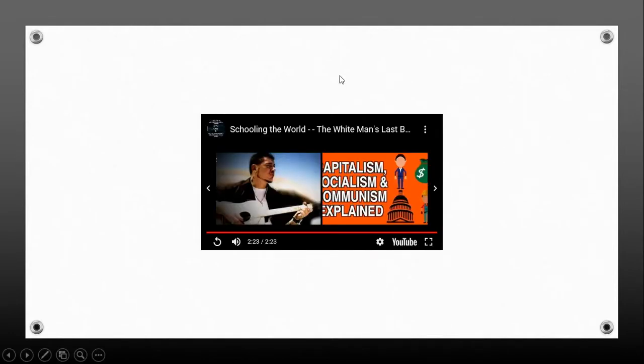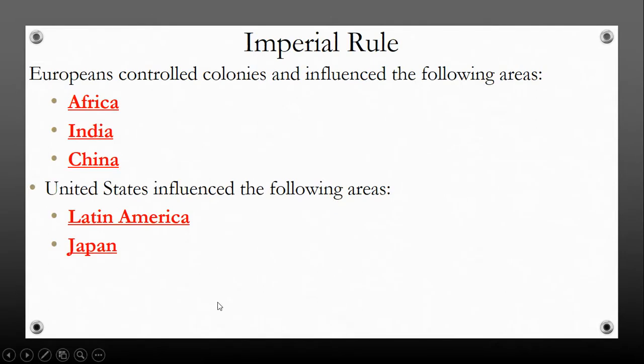Hopefully you can see the ideology that is surrounding the concept of the white man's burden. So, when we think about imperialism, Europeans ended up controlling multiple colonies in Africa, India, and China, while the United States influenced Latin America and Japan. We are going to spend time looking at each one of these regions and understanding the impact of imperialism.